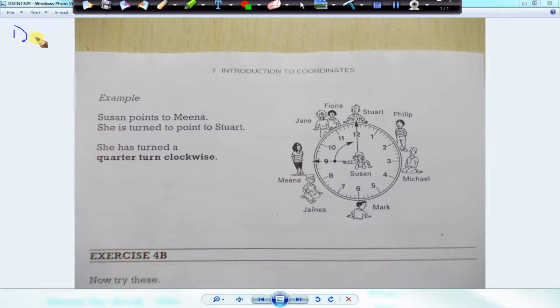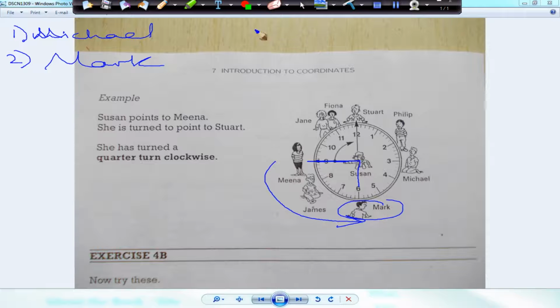We'll have to write it up here. So number 1 is Michael. Let's make this a bit sharper because it's a capital. Okay, that's number 1 then. Number 2, I'm going to read it to you. It says, Susan points to Meena. So where's Meena? She's starting here again, and then she turns a quarter turn anti-clockwise. So which way does she go? Backwards. If she turns a quarter of a turn, who will she be facing? Mark. So number 2 is Mark.